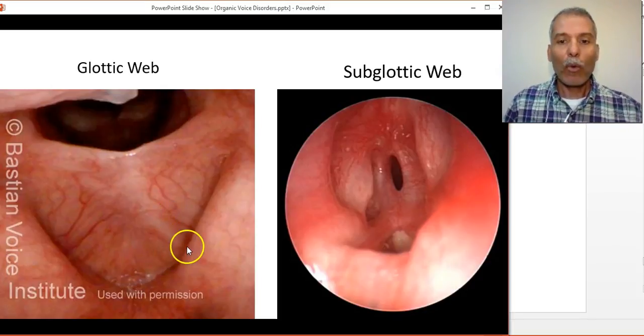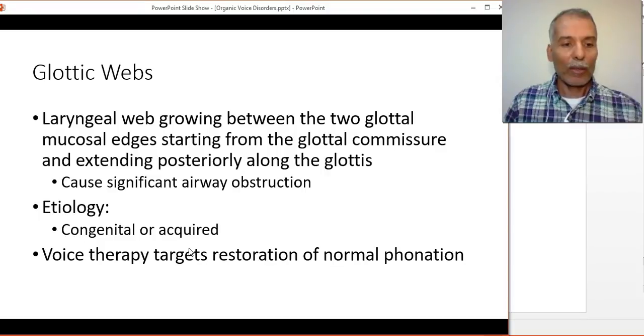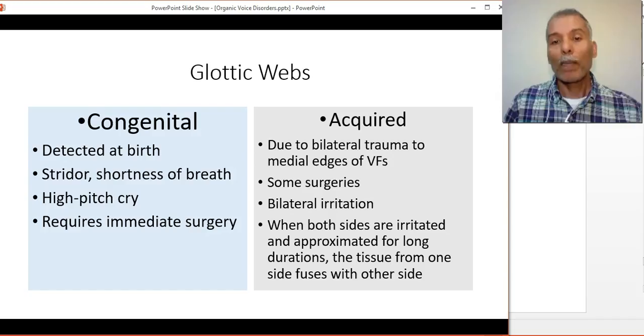But you have to have both sides irritated in that regard. So voice therapy targets the restoration of normal phonation, so that you eliminate irritations. The congenital web is detected at birth and identified. You can see signs of stridor and shortness of breath. You can see a low pitch shrill cry, and it requires immediate surgery, so that is dealt with immediately, and the SLP might not need to worry about this case.